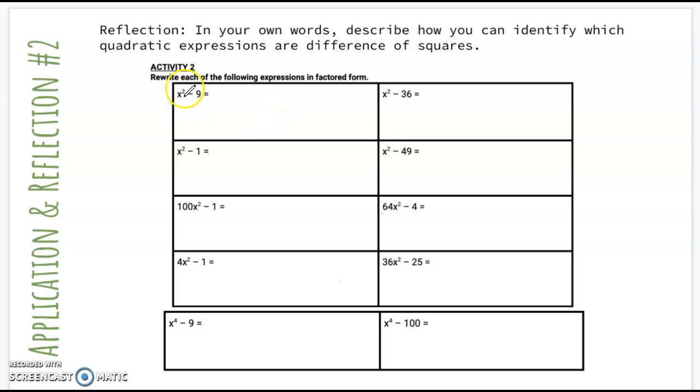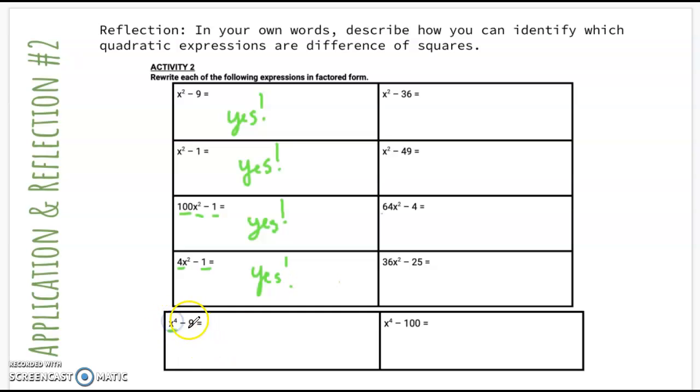So x squared minus 9, yes, that's a difference of two perfect squares. X squared minus 1, those are perfect squares. 100x squared, 100's a perfect square, x squared's a perfect square, 1 is a perfect square. So yes, those are all perfect squares. 4, x squared, and 1, yep, that's a difference of perfect squares.